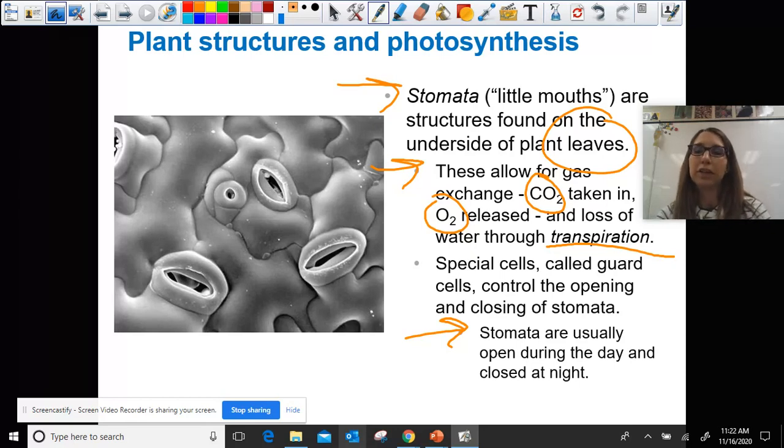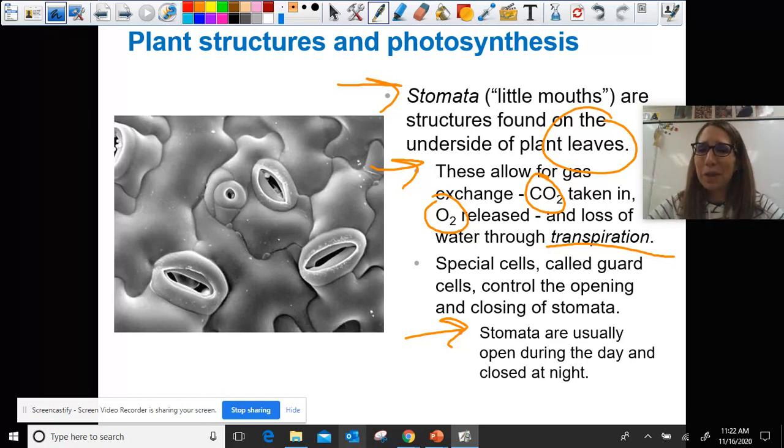Now, the one bullet here that I'm not having you write down is about something called guard cells. And guard cells surround these stomata. Guard cells play a really important role. They don't necessarily protect them, but what they do is they help to either allow the stomata to open or to close. And what we know about plants of almost any type is that during the daytime, stomata tend to be open. So the guard cells kind of deflate, which allows them to open up. And at nighttime, those guard cells kind of inflate, which actually closes the stomata.